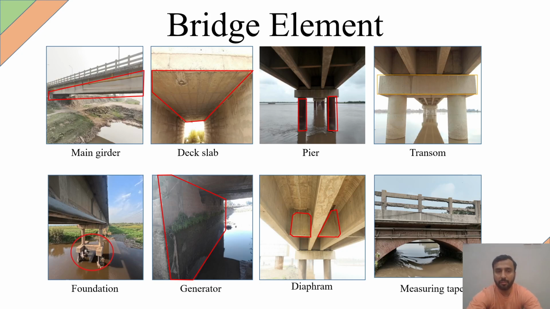Here are the bridge elements. We know that bridges have a main girder, deck slab, piers, transoms, and foundation. Foundation could be a pile foundation or an open foundation, and there is, I think, a typo here. It's not a girder; it's an abutment. This one is the abutment. Then this is a diaphragm. This is an arch, which I think is again a typo. It's an arch.